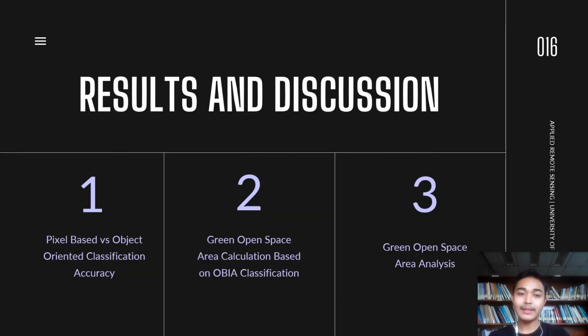Okay, thank you, Calvin. In this session is the result and discussion. There are three main results. The first is object-based versus object-oriented classification accuracy. The second is green open space area calculation based on OBIA classification. And three, green open space analysis.